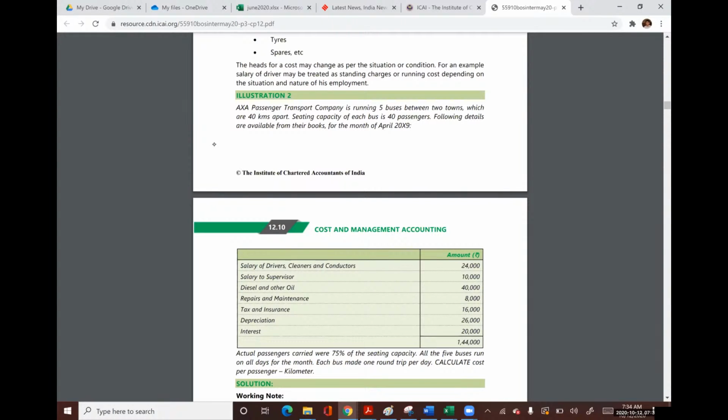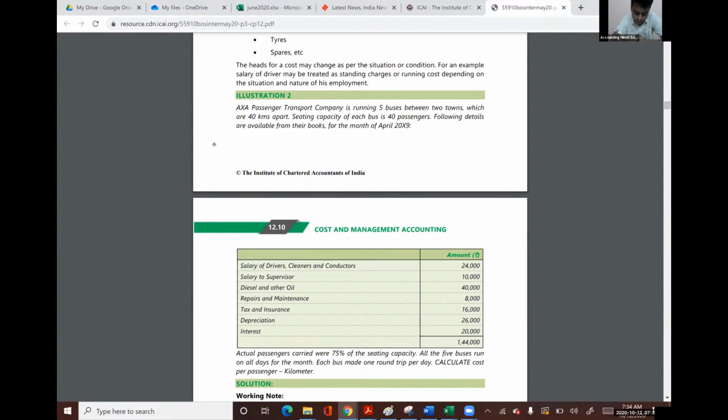A passenger transport company is running 5 buses between two towns, which are 40 kilometers apart. Seating capacity of each bus is 40 passengers. Following details are available from their books for the month April 2019. Actual passengers carried were 75% of seating capacity. All the 5 buses run on all days for the month. Each bus made 1 round trip per day. Calculate cost per passenger kilometer.